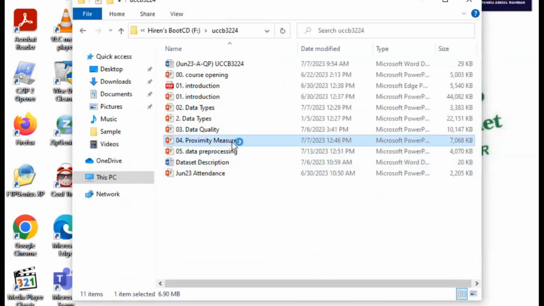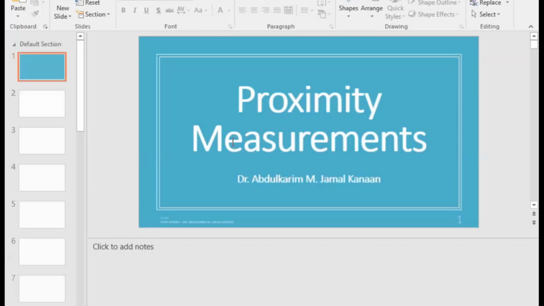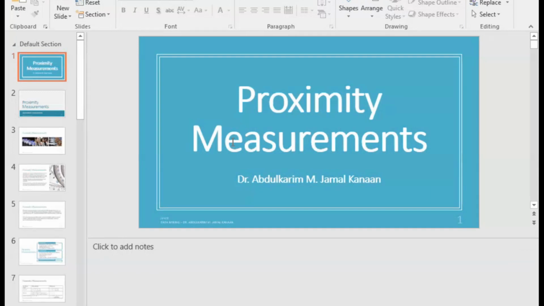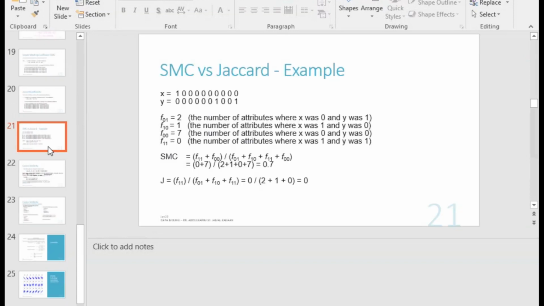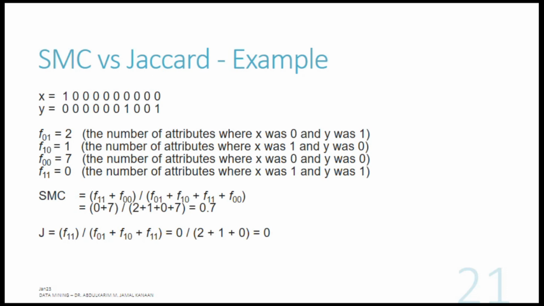So last week we started with the proximity measures. Any question? And we have reached the last section, or last few sections. I remember we stopped here. All right, so we talked about what proximity measures are used for. We use proximity measures to measure the similarity and dissimilarity or distance between two objects, two records, to see how similar they are.